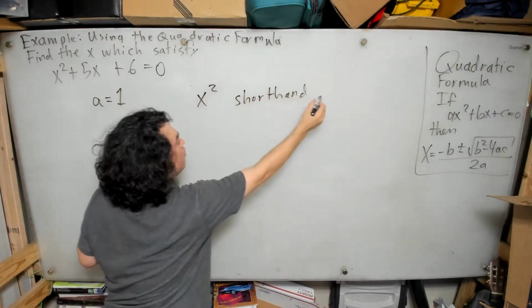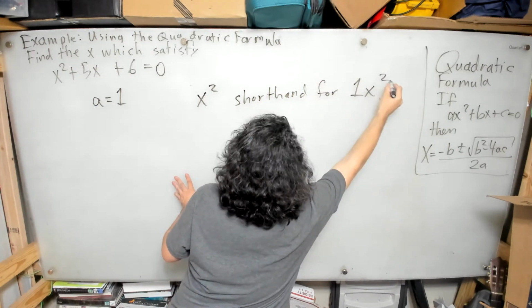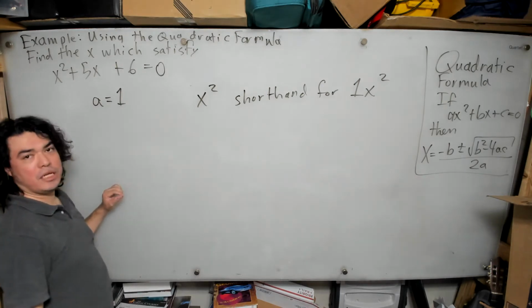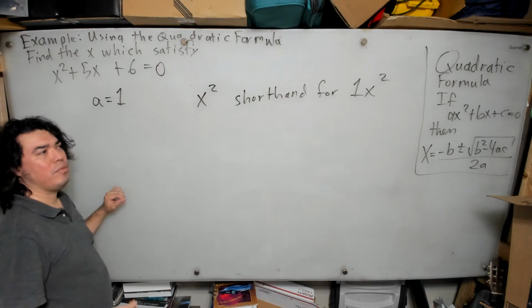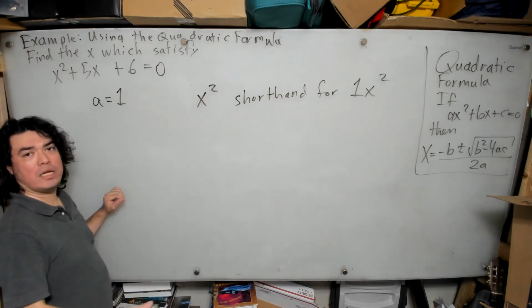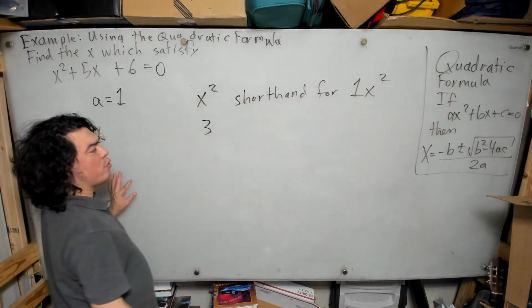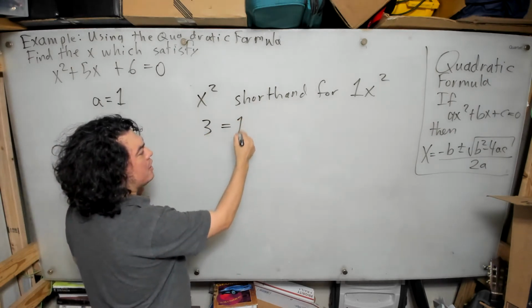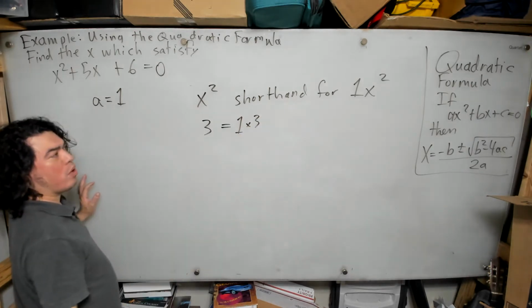That is shorthand for 1x squared. Okay? This shorthand is justified because, for example, if I have 1 times 3, I get 3, right? So, for example, if I were to write the number 3, that would be the same thing as 1 times 3, right? Because 1 times 3 is 3, but we would not write a 1 there.